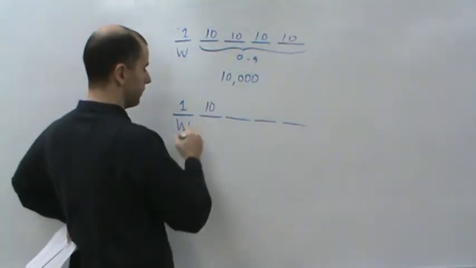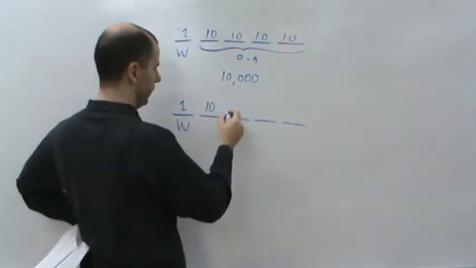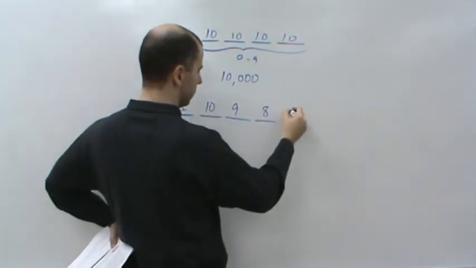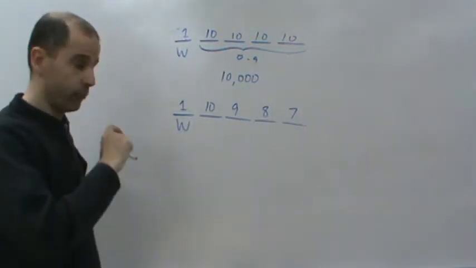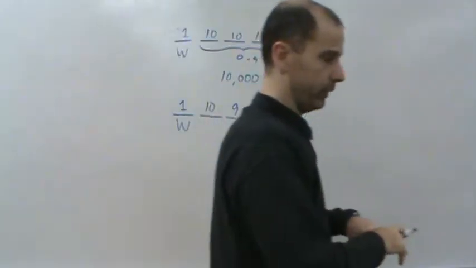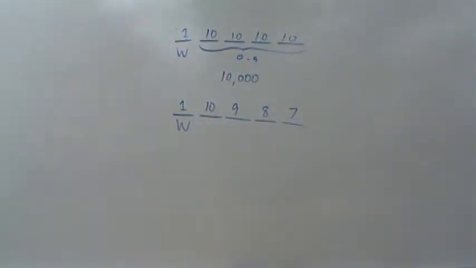Now here, how is this going to work out? Well, the first one we're going to have 10, right? 0 through 9. Then we're going to have 9, 8, and then 7. And then if we multiply those together, what do we get? $5,040.